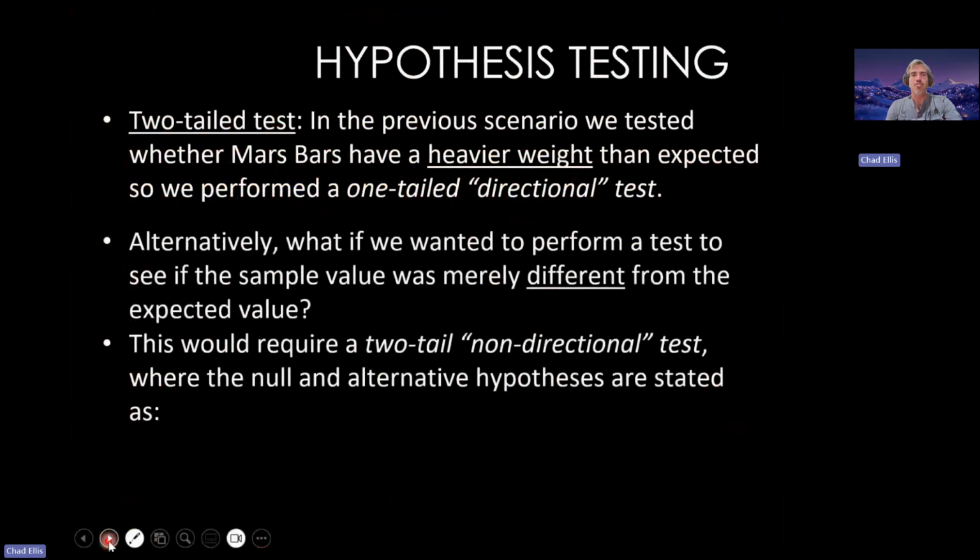So imagine instead of doing a one-tail or directional test, we instead change to do a two-tailed test. So instead of caring whether we have a heavier weight or not, we maybe just are curious on whether our sample is significantly different from the expected value. So we can change, in this case, from a one-directional test to a two-tailed non-directional test. Let's see how that's going to change.